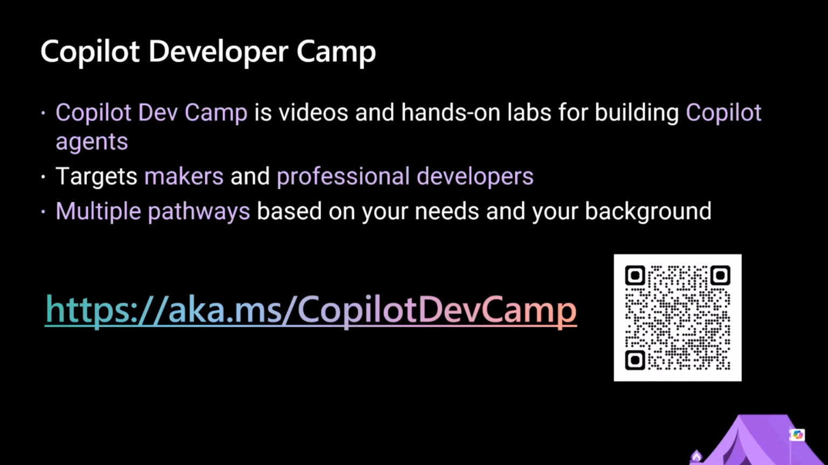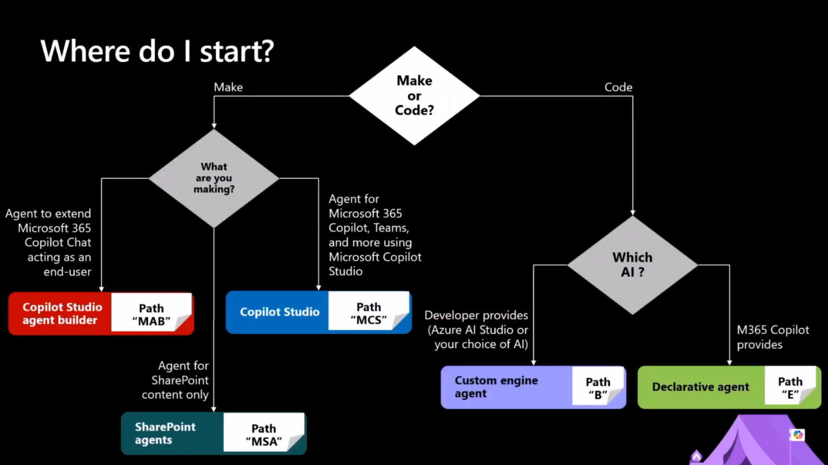aka.ms/Copilot.camp is the URL where you can find additional content and all the training material. Just to give you an idea, we cover in that training material different areas, whether you are a developer with a pro code approach or a maker with a low code or no code approach. We will get you covered. And today we are in the area of Copilot Studio and MCS, which is the pathway where you can learn how to extend Copilot with Microsoft Copilot Studio.